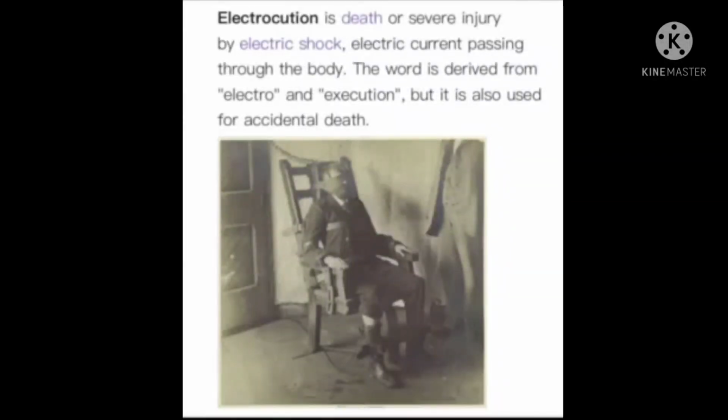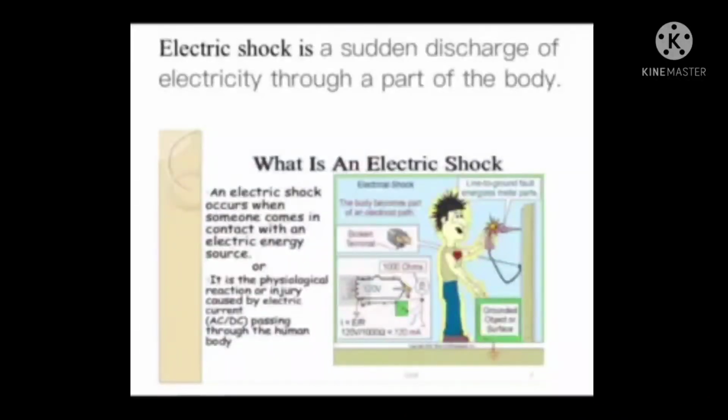Electrocution. Electrocution is death or severe injury by electric shock, electric current passing through the body. The word is derived from electro and execution but is also used for accidental death. Electric shock. Electric shock is a sudden discharge of electricity through a part of the body. An electric shock occurs when someone comes in contact with an electric energy source, or it is the physiological reaction or injury caused by electric current passing through the human body.